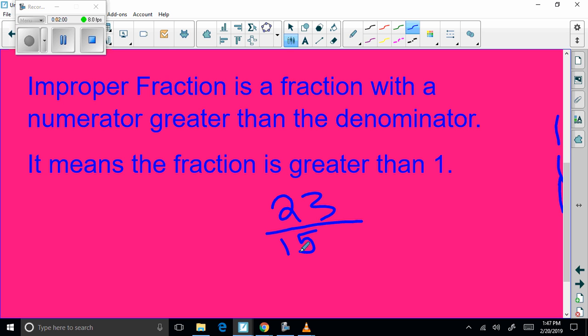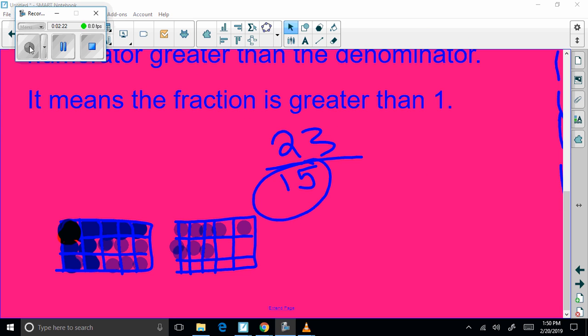So Jasmine has written, what fraction is that? 23/15. And that means that there's one thing and it's broken up into how many pieces? 15. And then how many are colored? 23. So Jasmine is going to show us a picture of what 23/15 looks like. As you can see, Jasmine drew 2 pictures here, and she colored in enough pictures to represent the top number, which is how many parts are shaded.